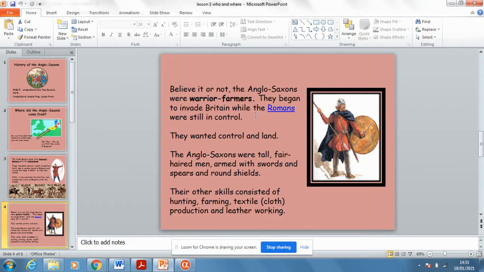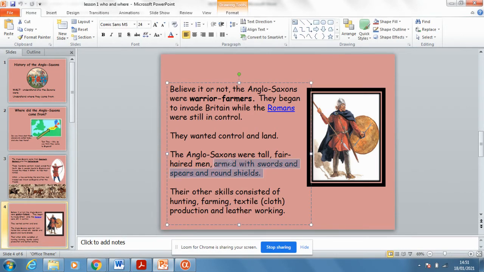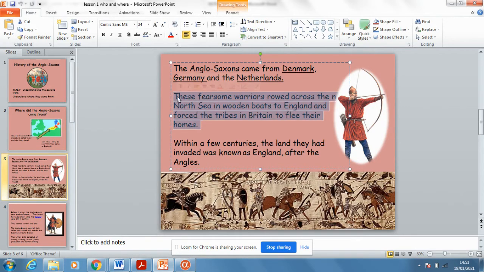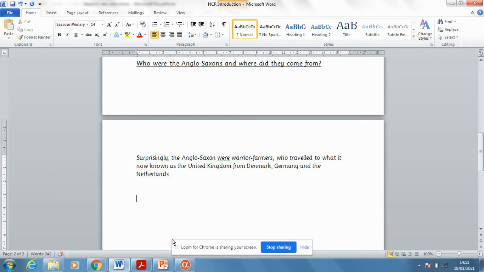They began to... we could write a bit to say where they came from and then add some information to say what they looked like and maybe some of the skills, but we're not going to go into a lot of detail about that because we're going to have a separate section on what the Anglo-Saxons did in their day-to-day life. So I'm going to take this information, I'm just going to copy and paste it over into the main document just so I don't have to keep flitting between the two screens.